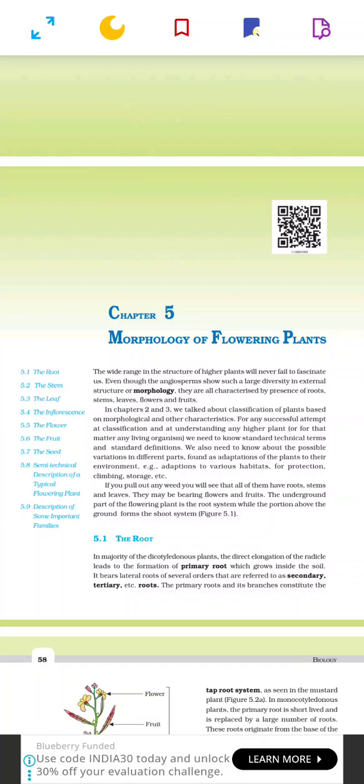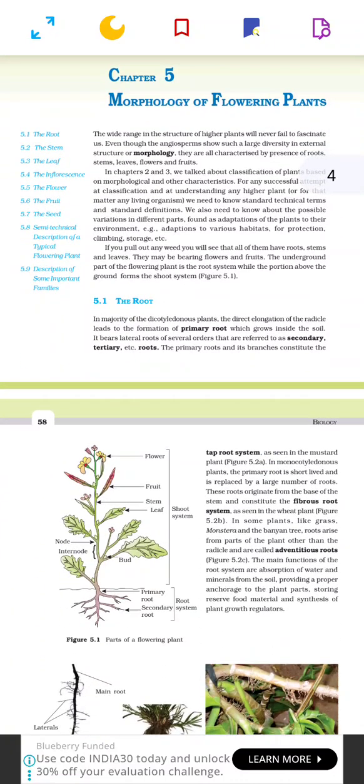If you pull out any weed, you will see that all of them have root, stem, and leaf. They may be bearing flowers and fruits. The underground part of the flowering plant is the root system, while the portion above the ground forms the shoot system. The root.